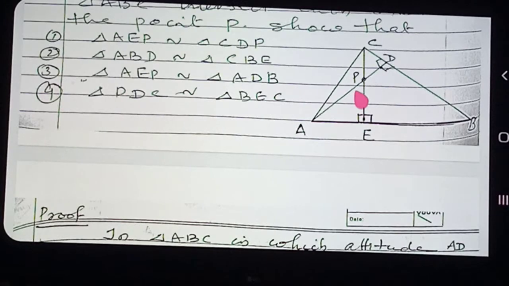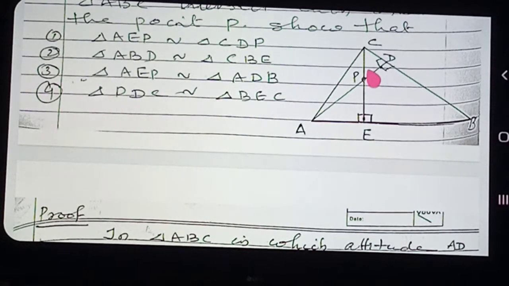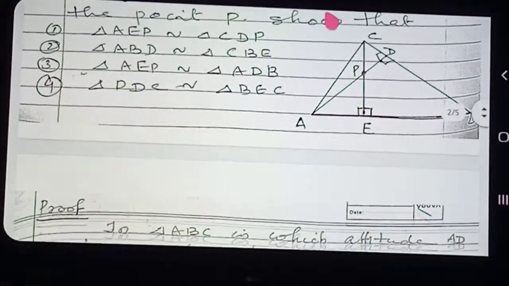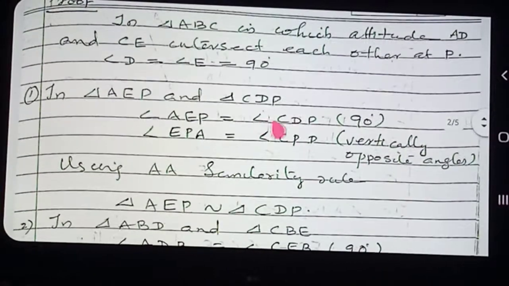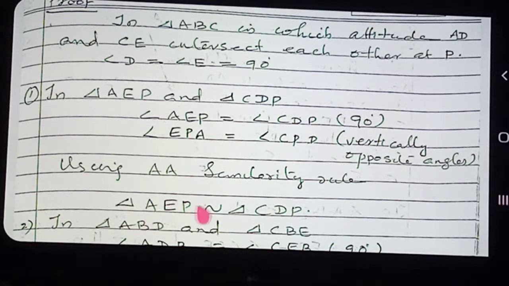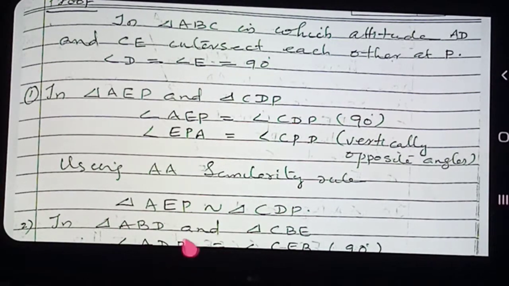Now, what about angle APE and angle CPD? What type of angles? Vertically opposite angles. Those two angles are also equal. Therefore, by AA criterion, these two triangles are similar. What I have written is just the same. See here: angle AEP and angle CDP are 90 degrees, and this one. So by AA criterion, these two triangles are similar. Okay. The same way you prove all the remaining triangles.